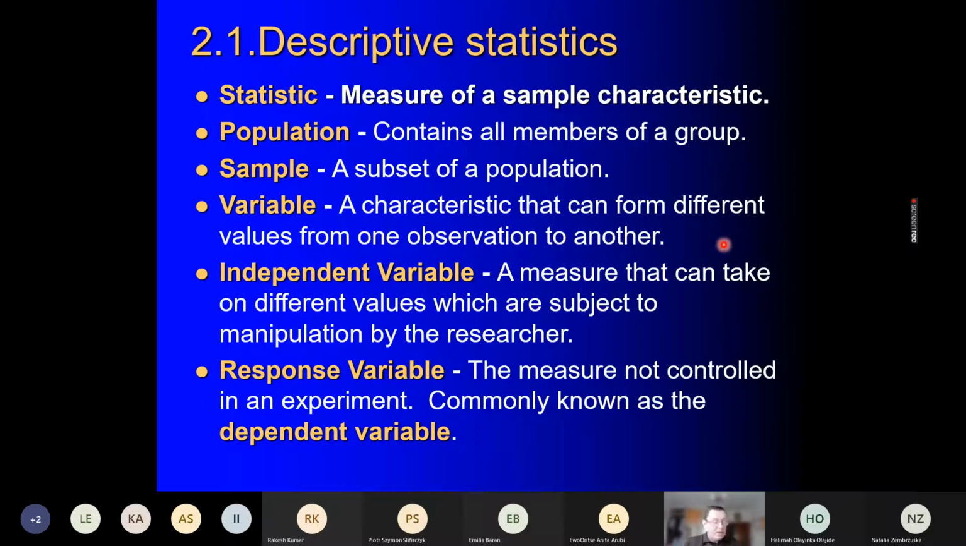So during an experiment, the researcher deals with variables, specific characteristics that can take different values from one observation to another. And that's the idea of research with registration: manipulate one variable and register the resulting changes in another. Those we can manipulate are independent variables, which can take on different values subject to manipulation by the researcher.